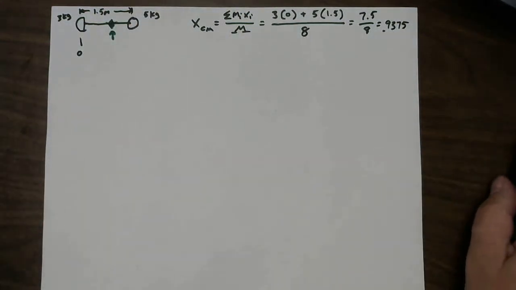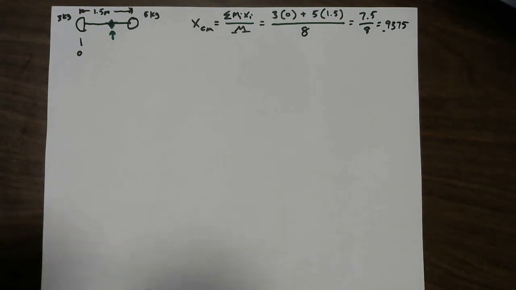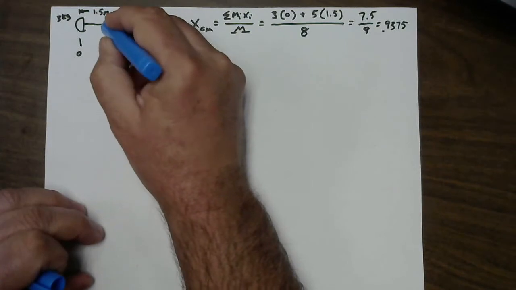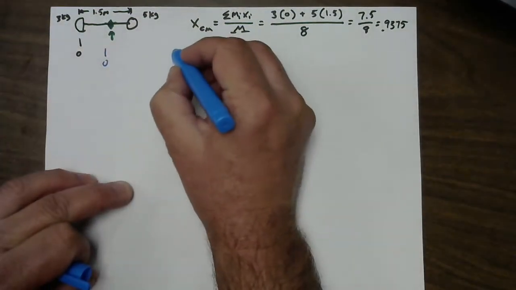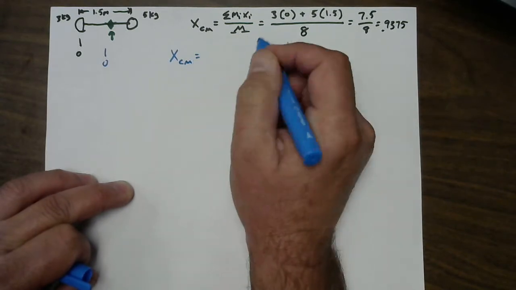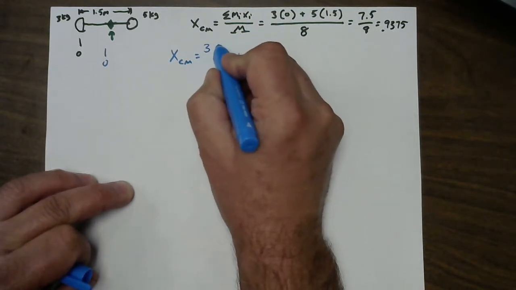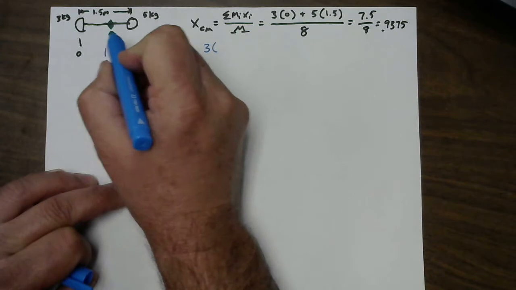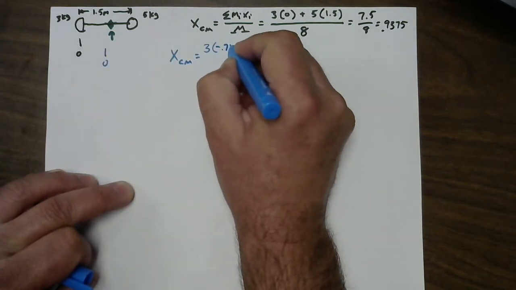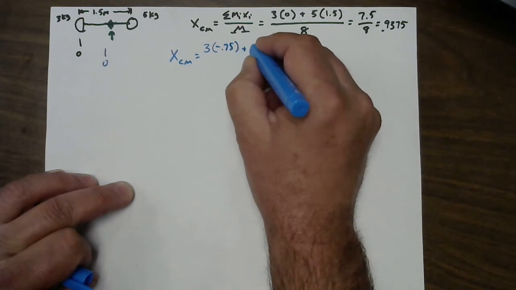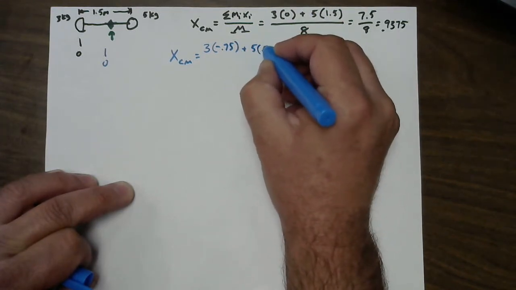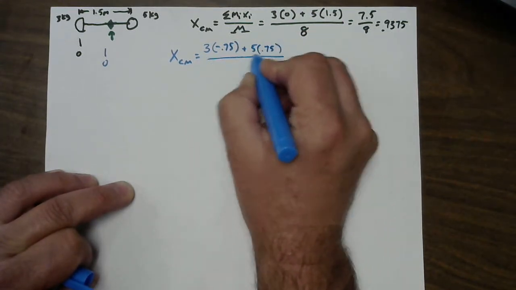Okay, just to show you that this works no matter what you do, let's say that you didn't want to use that as your coordinate system. Let's say you wanted to use the center of the object as your coordinate system. So here in blue, I'll show that. That calculation would look a little different, because then you would have a 3 kilogram object at a position of negative 0.75 meters, that is 0.75 meters to the left of your 0. And then you'd have a 5 kilogram object at a position of 0.75 meters. And that would be over 8.